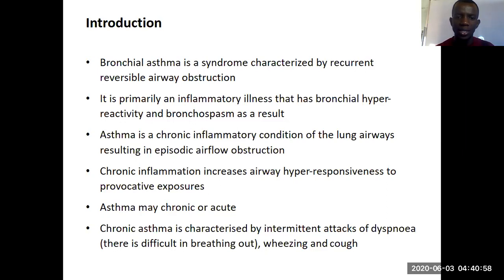Now, what causes the hyperreactivity? It is the recurrent inflammation that is taking place in the airways that causes the hyperresponsiveness that is going to be leading to hypersecretions. These hypersecretions are going to be resulting in episodic airflow obstructions. Okay, now, one upside to this condition is that this is a condition that is reversible.